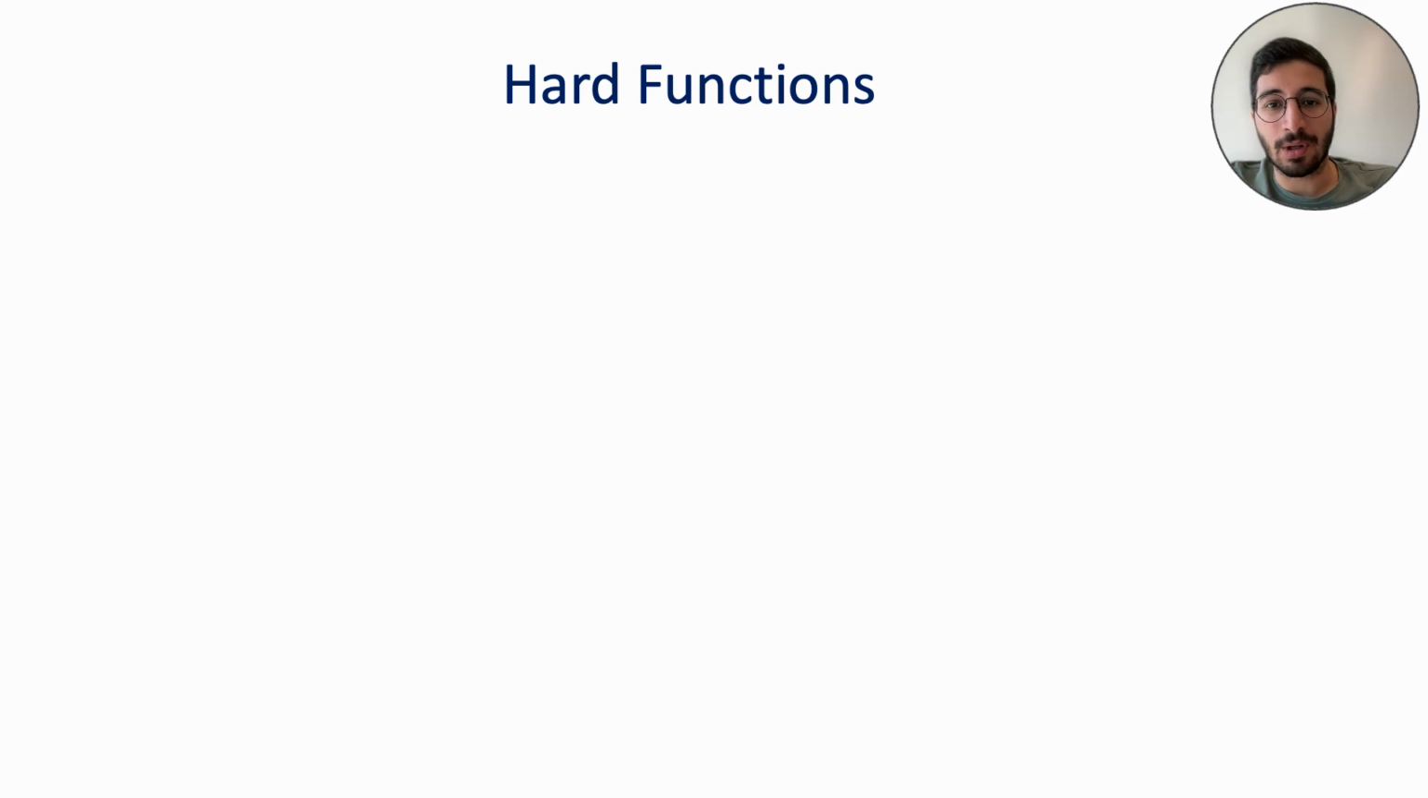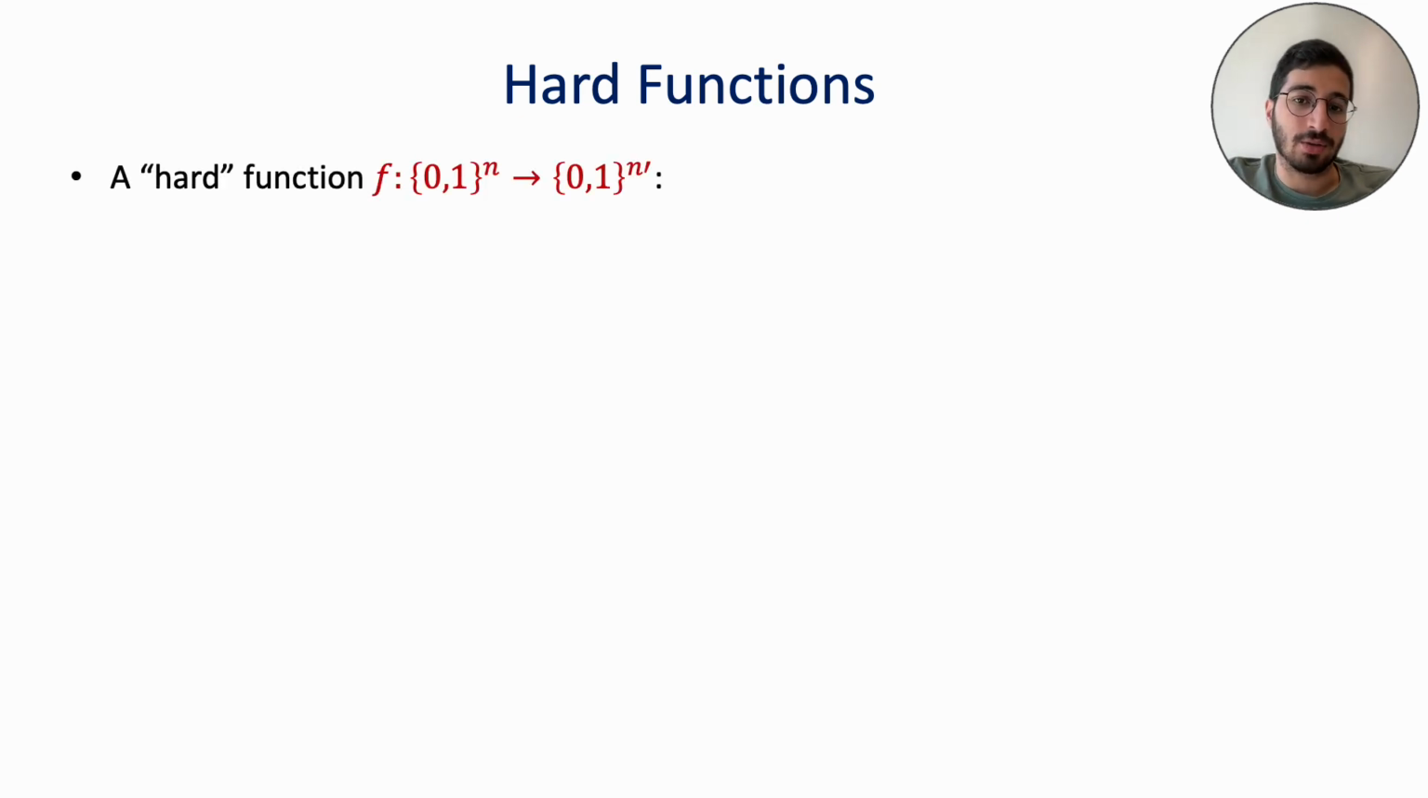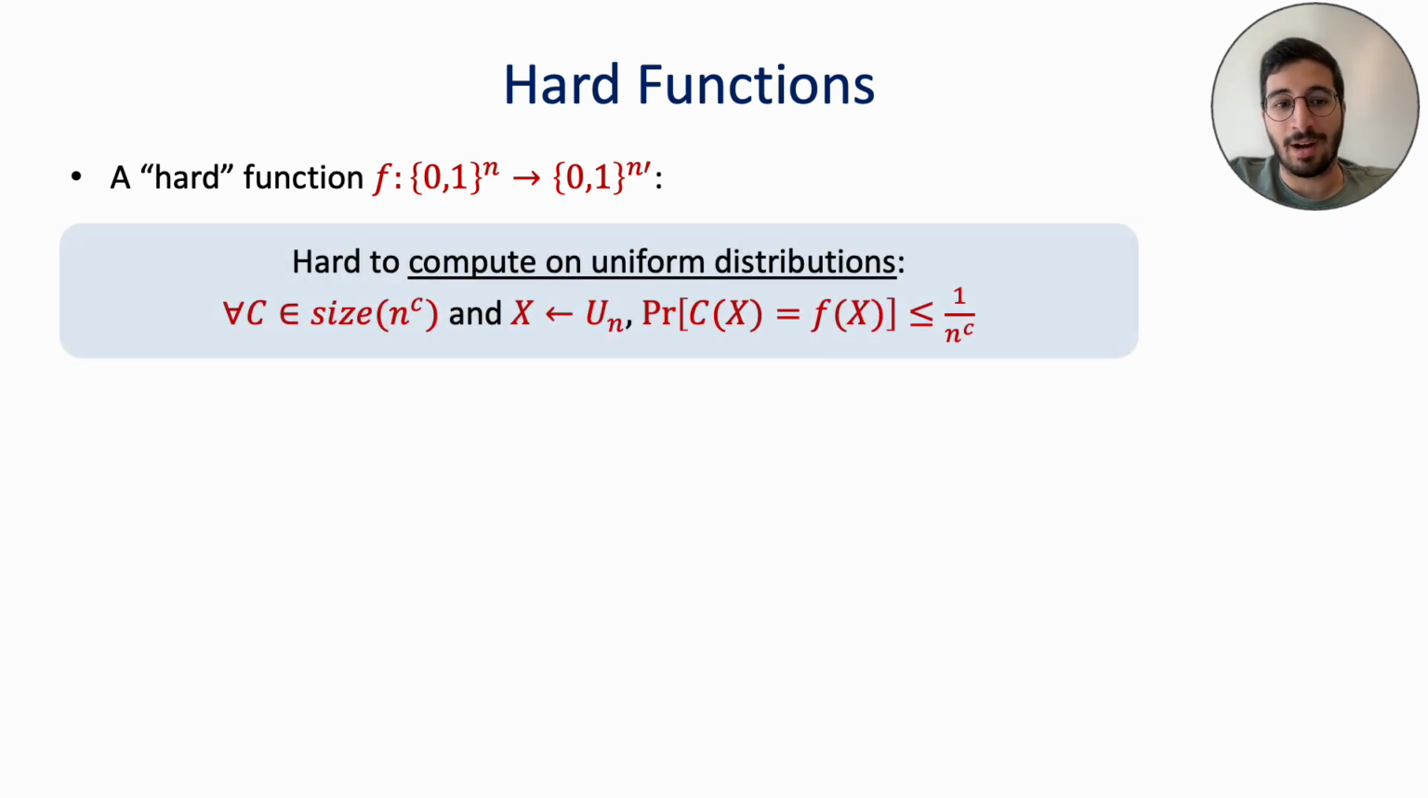Well, usually when we talk about hardness assumptions in complexity, we talk about hardness on the average. So a hard function from n bits to n prime bits is hard to compute on the uniform distribution if for every size n circuit c and every x sampled from the uniform distribution, the probability that c of x is equal to f of x is small.